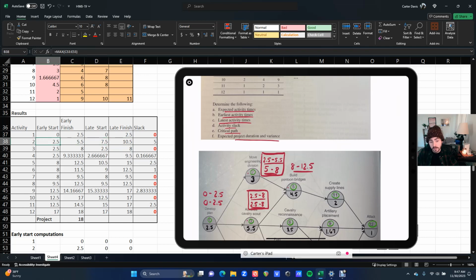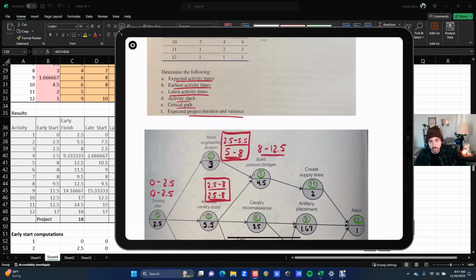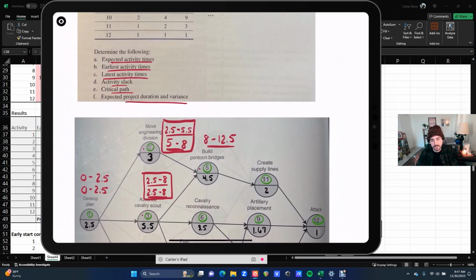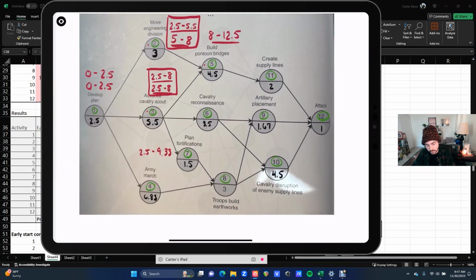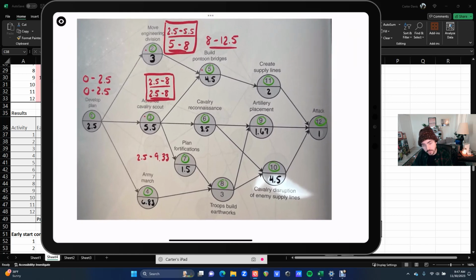So I would have thought the slack time for number 2 was 5 minus 2.5. So I would have said it was 2.5, but they said it was 5. So slack time, you do late start minus early start, or late finish minus early finish. Critical paths. Again, critical paths are the paths you would take along the critical activities. The critical activities are the ones where there's no slack time.